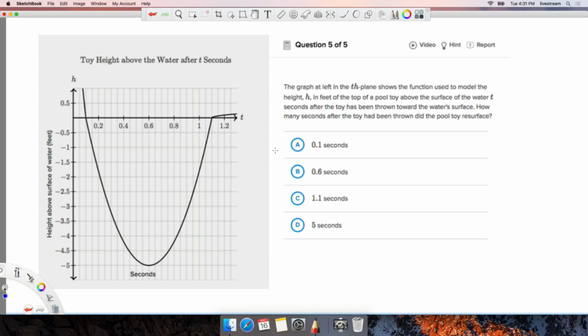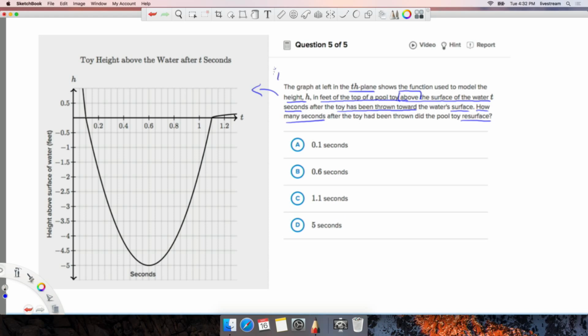Okay, so let's take a look. The graph at left in the t-h plane shows the function used to model height, h, in feet of the top of a pool toy above the surface of the water t seconds after the toy has been thrown towards the surface. How many seconds after the toy had been thrown did the pool toy resurface? We can reread that question to better understand, and then hop over here if we still don't understand it to see if the graph helps to clarify. So we've got the t-h plane used to model height in feet above the surface of the water, t seconds after a toy has been thrown. And the question is, how many seconds after a toy had been thrown did the pool toy resurface?